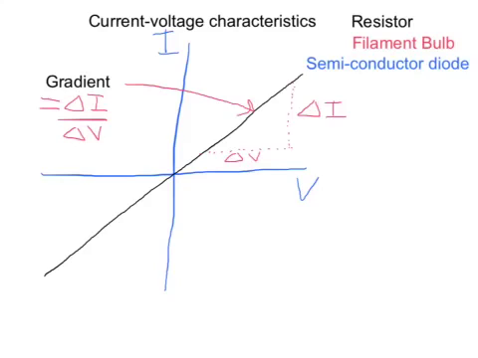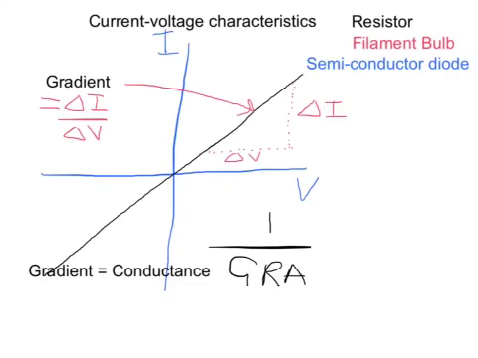And what we do know is that the gradient of a current-voltage graph for a resistor is the conductance. Now if we want to get the resistance, we need to take the reciprocal of this. So 1 over the gradient, or 1 divided by conductance, is the resistance. Probably need the resistance more often at present than we are going to need the conductance. So this is what we need to know about a current-voltage graph for a resistor.